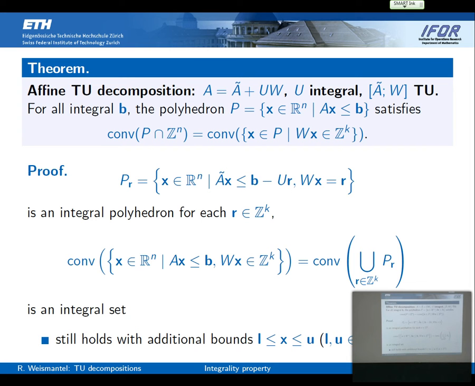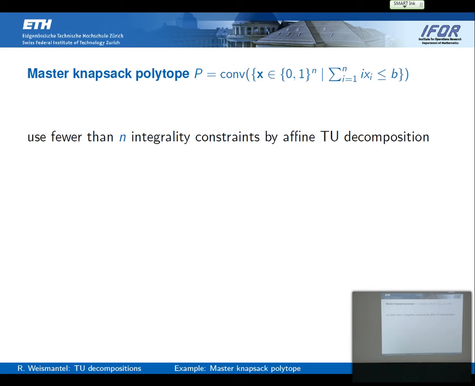Anyhow, I hope that this is clear. And this also holds if you add additional lower and upper bounds on the variables. That follows trivially from TU matrix theory.